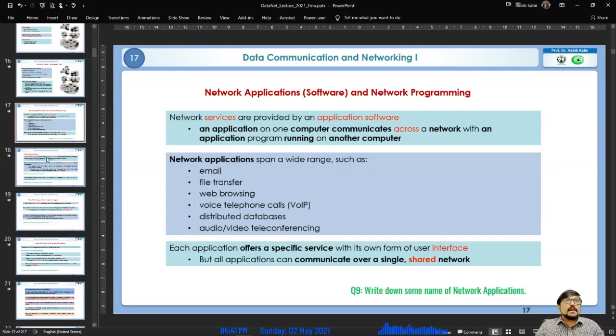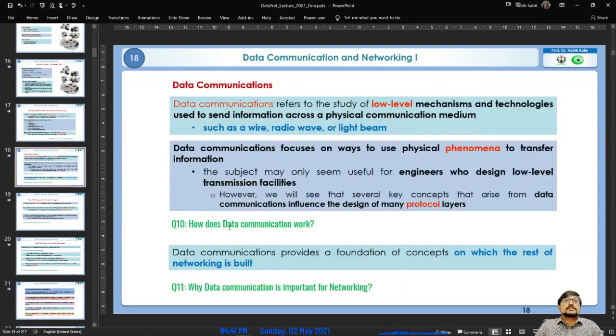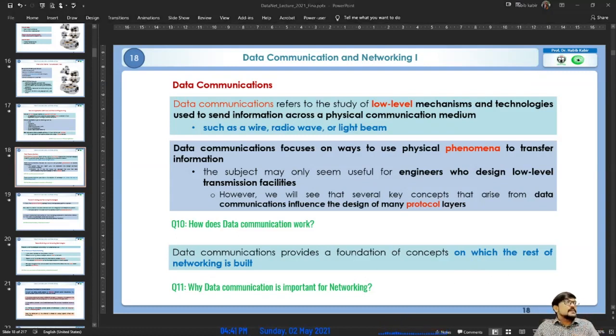Then number 10 is: how does data communication work? Data communication works at the zero level, low level. We know that 0 1 0 1 is nothing but voltage, the +5 -5. So a low level mechanism is there. And why is data communication important? Because data communication is the main basic thing, and it will establish the foundation of the network. This is the 10 and 11 number question.